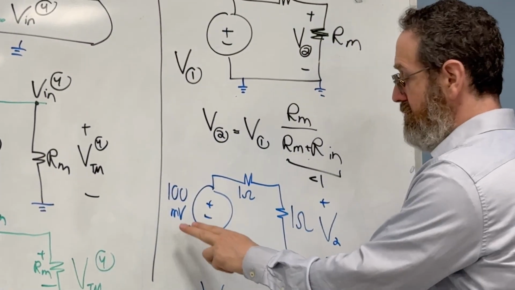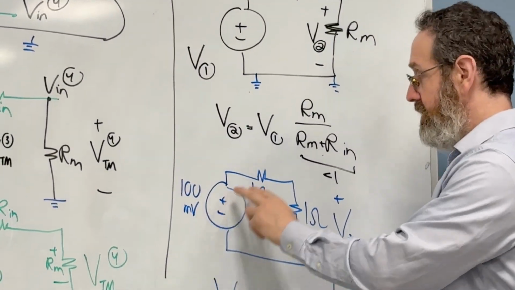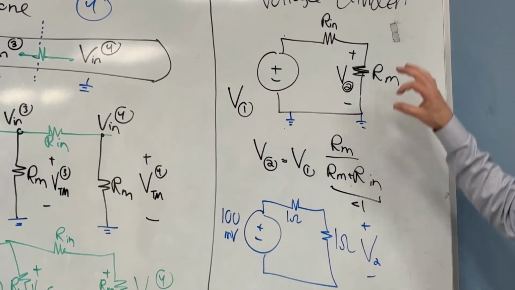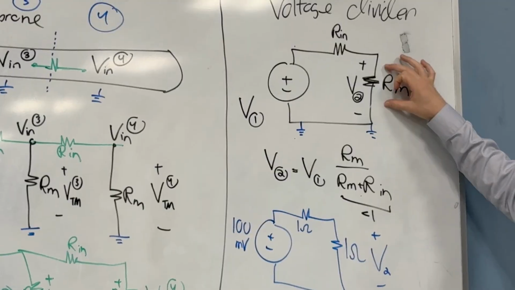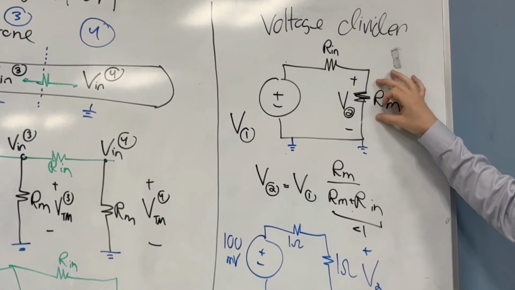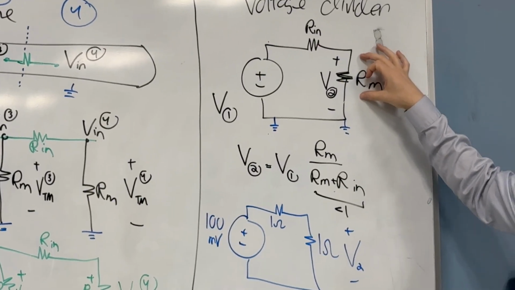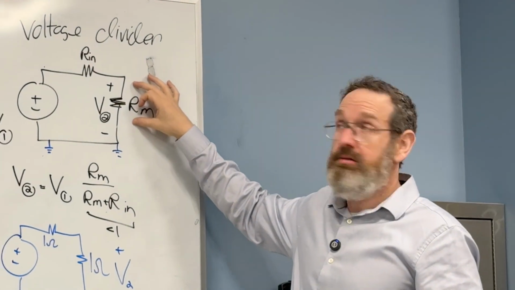If I have 100 millivolts here, I can't get 100 here, right? But I could try to get 99, maybe. So I lose. And how would I do that? Yeah, in the back. By reducing the R in.